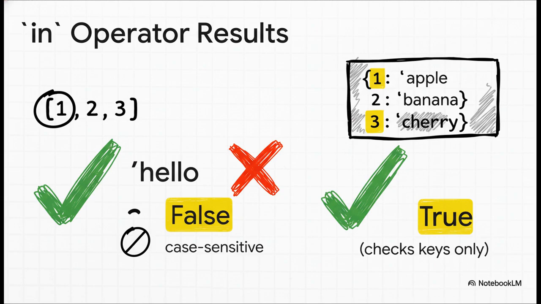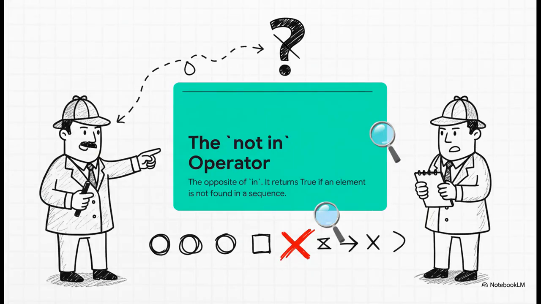That's a classic trip-up. And of course, every good detective has a partner. The not in operator does the exact opposite. It's how you confirm that something is definitely not there. Super simple, but also super useful.